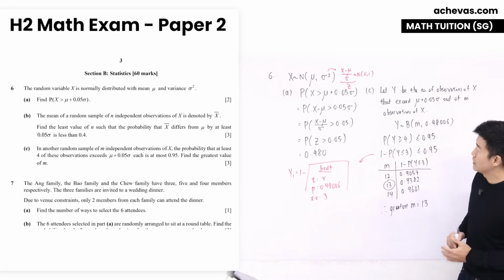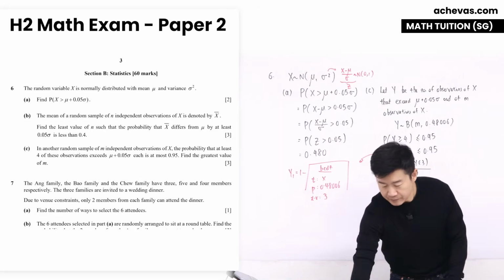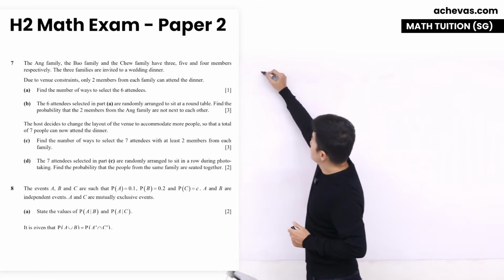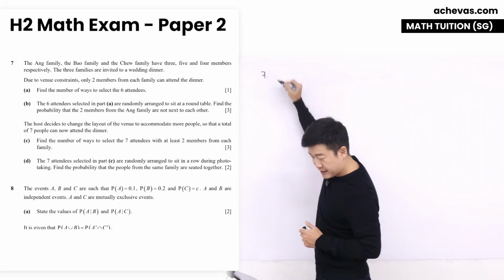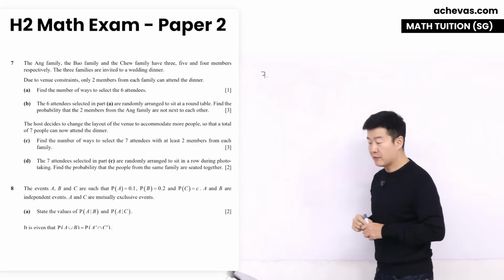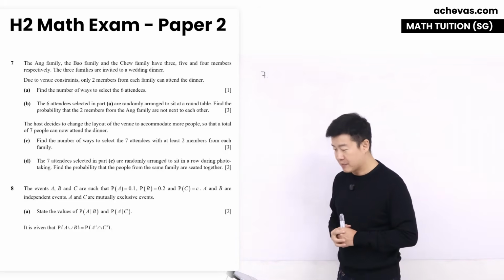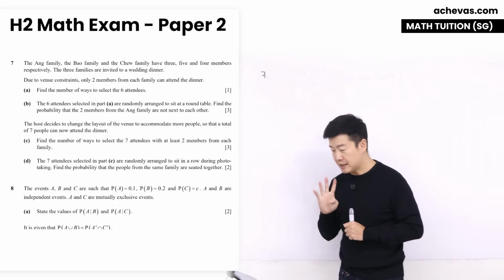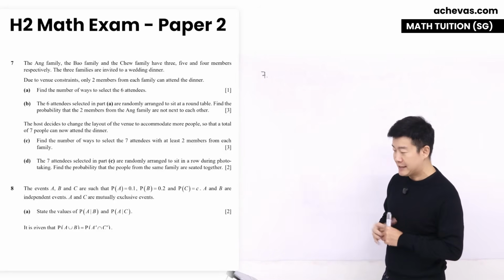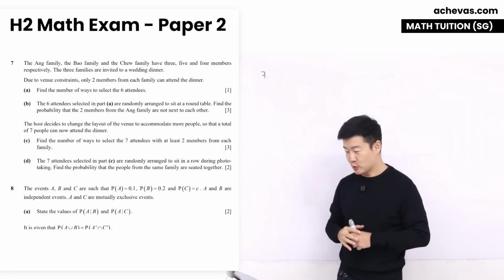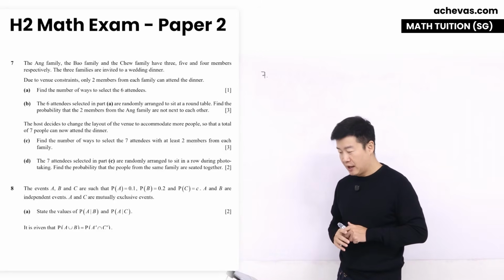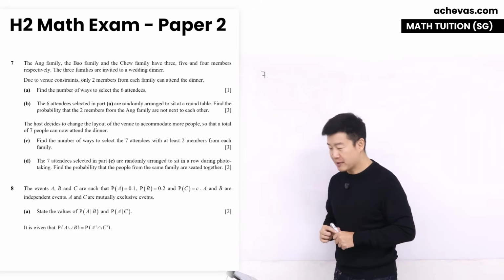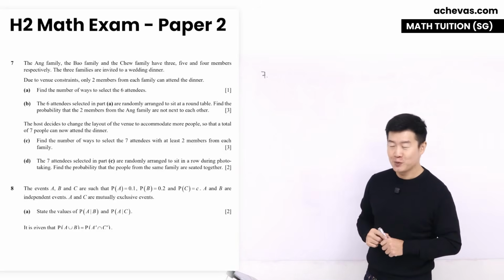Let's move on and take a look at question number 7. In question number 7, we have the Ang family. There are 3 members in the Ang family, 5 members in the Bao family, and 4 members in the Chu family. These 3 families are going to be invited to a wedding dinner. Due to the constraint of the venue, only 2 members from each family can attend this wedding.